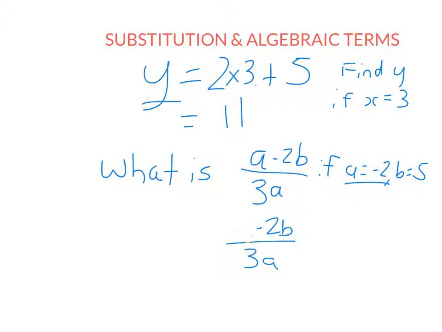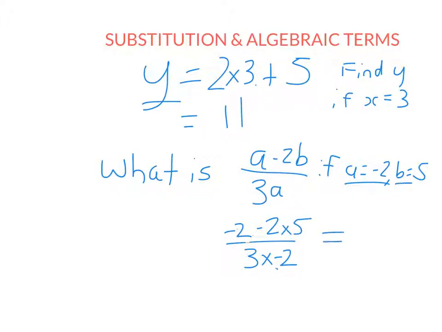So I put a minus 2 here, and I'm going to get rid of this a here and make that into a minus 2. Of course, 3a means 3 times a. And then I simply do the same for b. Get rid of b, and I'm going to change it to 5 because I was told b is 5.